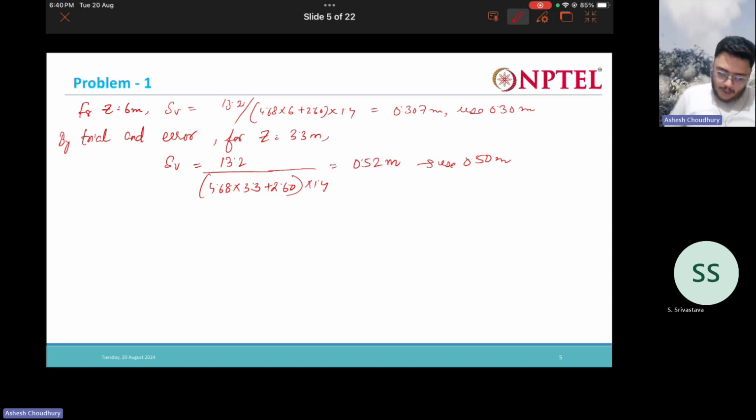Now see, total 6 meters we have to cover. So what we can do, let us provide 9 layers at 0.30 spacing. 9 layers at 0.30 spacing. So from here to here, how much will be covering?